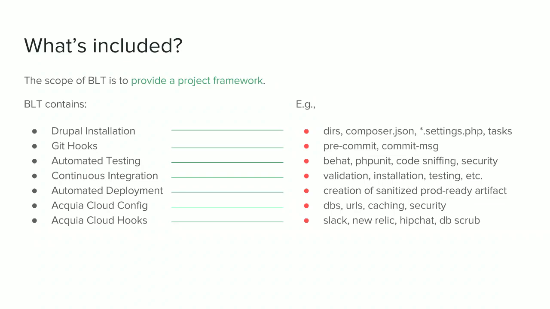BLT gives you a lot of other things that help support best practices. So for example, Git hooks. This is really nice to make sure that everybody's actually committing the same way, writing the same commit messages, making sure that people are writing quality code. You don't want bad code in your repository. And it also helps tie into things like continuous builds, automated deployments, etc.